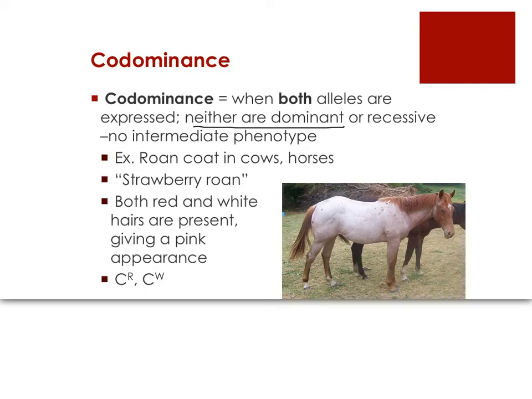So roan coat in cows and horses is a great example of codominance. Sometimes they're called strawberry roan. And what we have here is a red allele and a white allele, and they are both being expressed equally. So the individual that is a heterozygote, one that has both the red and the white alleles, appears pink because both alleles are being expressed equally, and that's codominance.